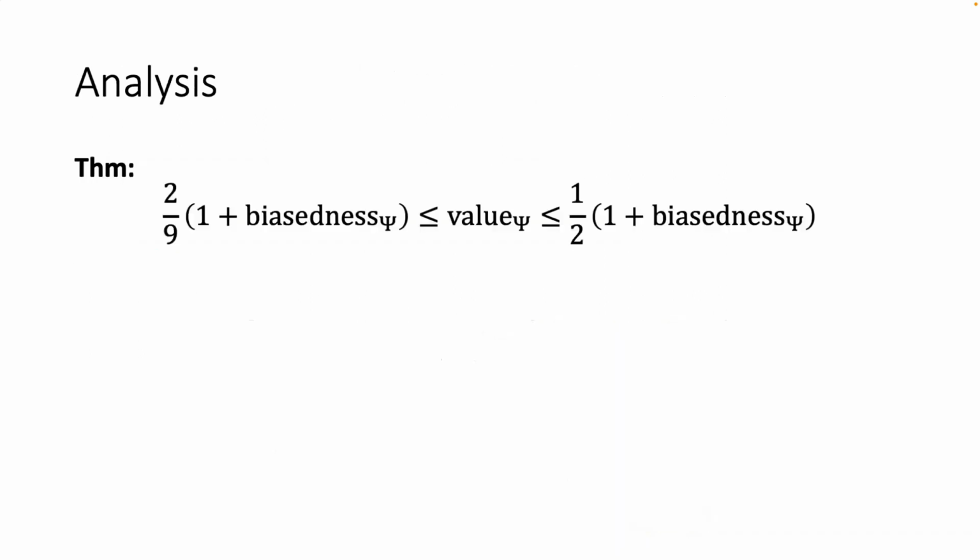Okay. So this is the theorem that the value of an instance is related to the biasedness by these 2 inequalities. If you rearrange this theorem, you would get that the value is at least 2/9 of 1 plus the biasedness, which is at least 4/9 of the value. So this proves that you can get a 4/9 approximation. Okay.